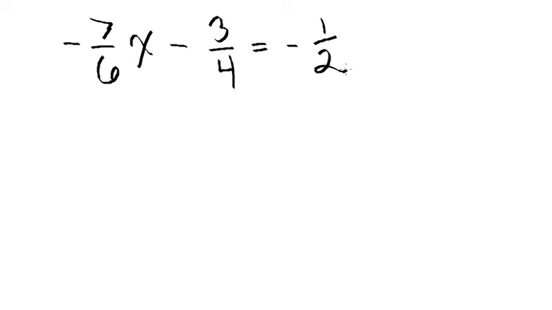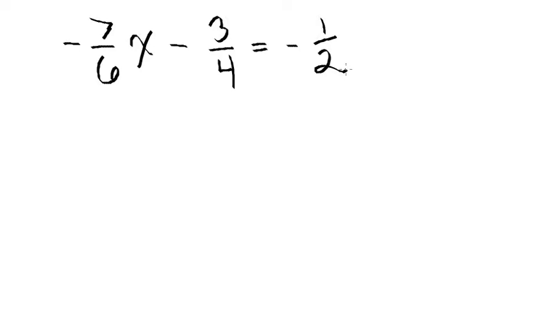Negative 7/6 x minus 3/4 is equal to negative a half. So it's just a fact of life that we've got to deal with fractions.